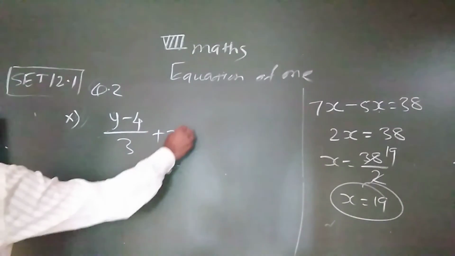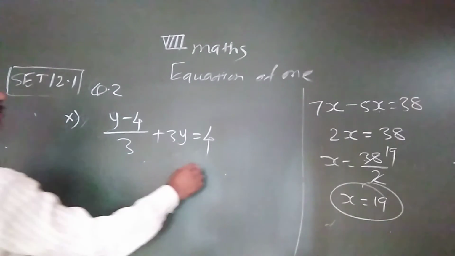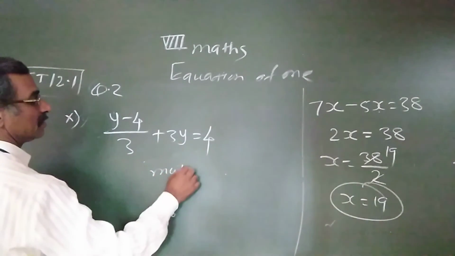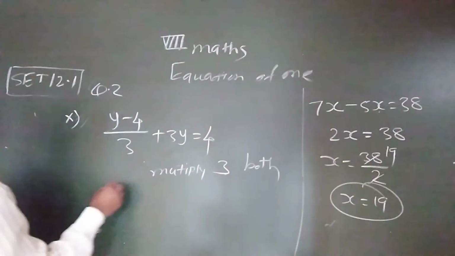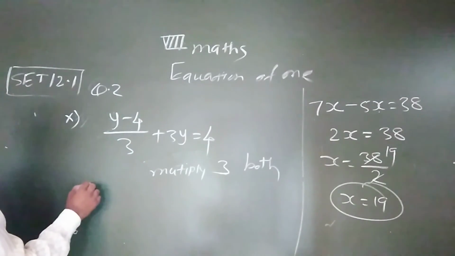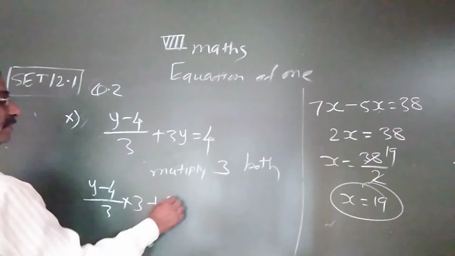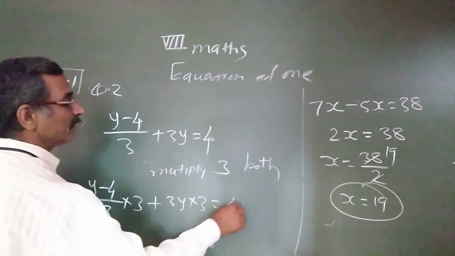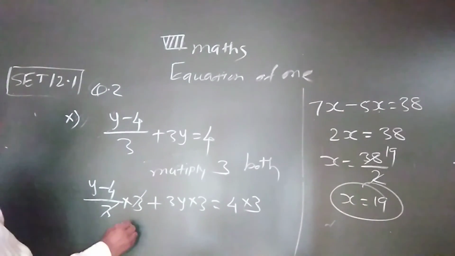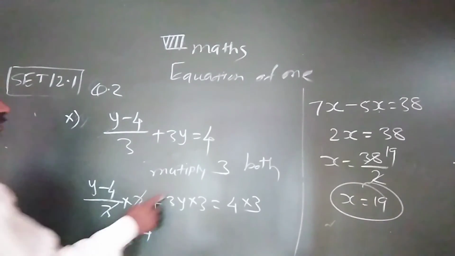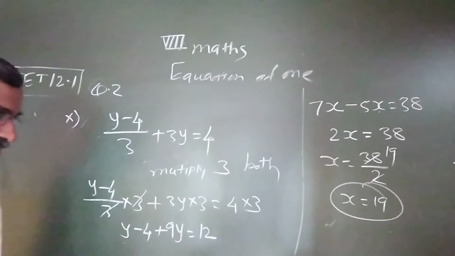divided by 3y is equal to 4. Here on all sides we are multiplying by 3, multiply by 3 on both sides. Therefore here y minus 4 is multiplied by 3, then 3y also gets multiplied by 3 and 4 is also multiplied by 3. Here the 3 gets divided, so here only y minus 4. Here 3 into 3, that is 9y, and 4 into 3, that is 12.